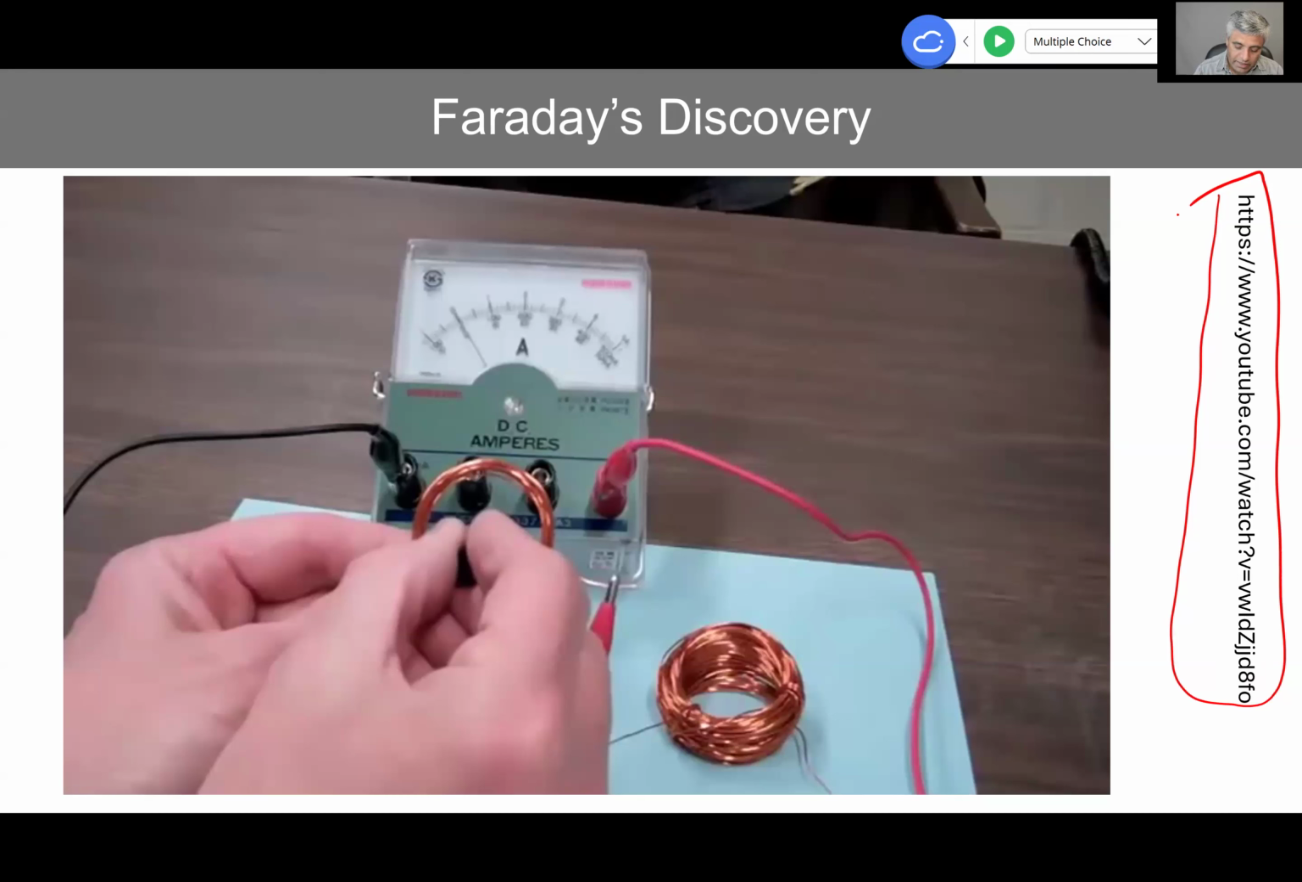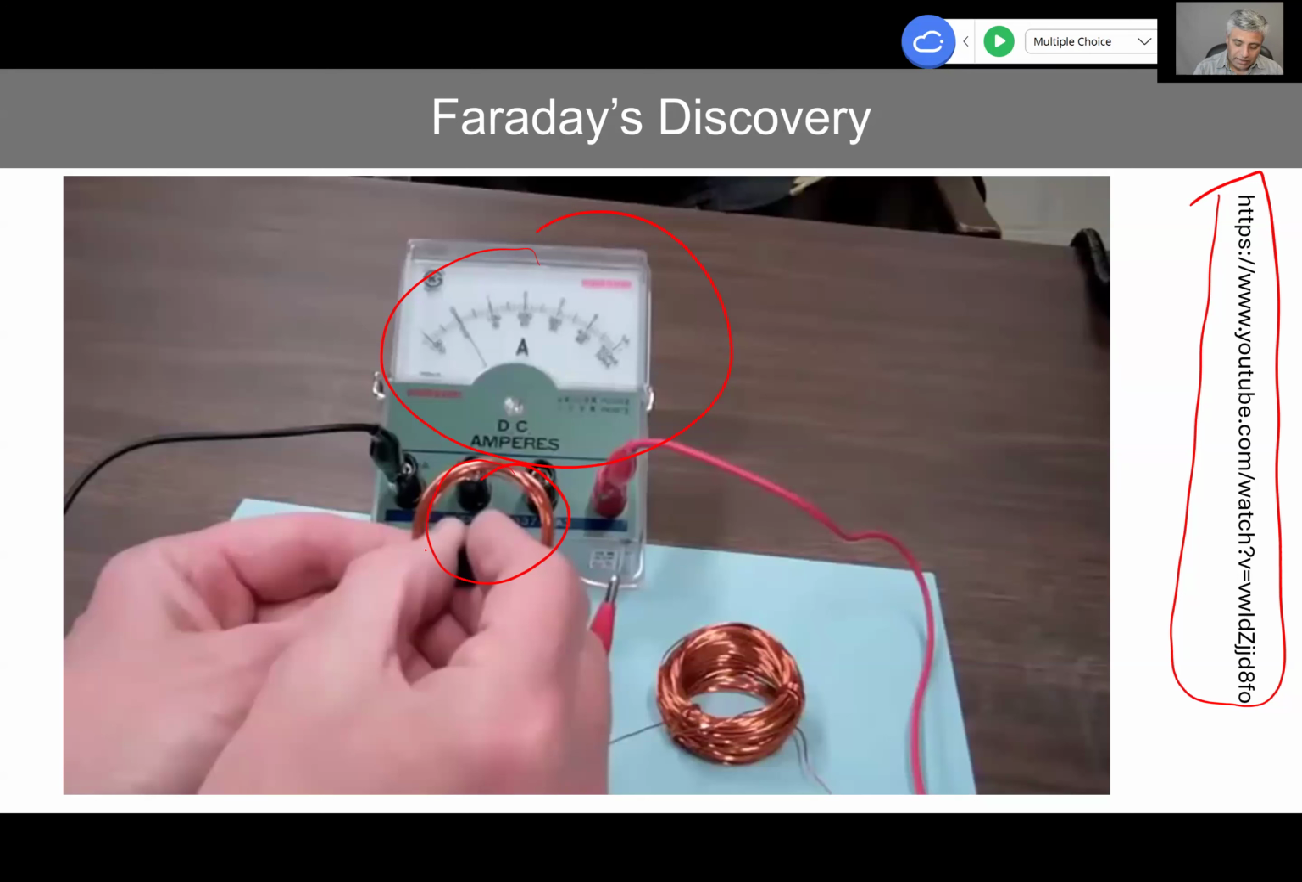So what we have is there is this meter. See how it's written A over there? That means ampere, so it's detecting current. And there is a loop, just like the loop that goes in a generator, right?